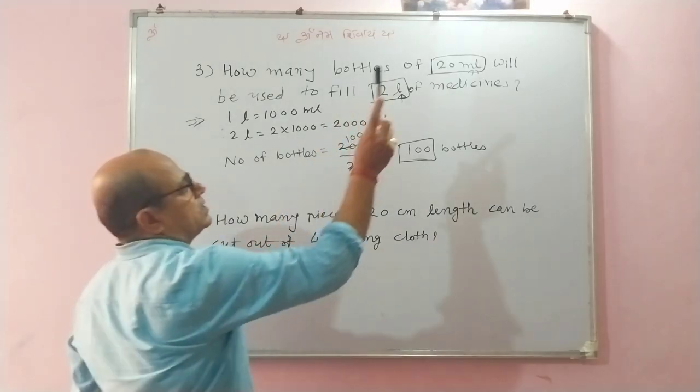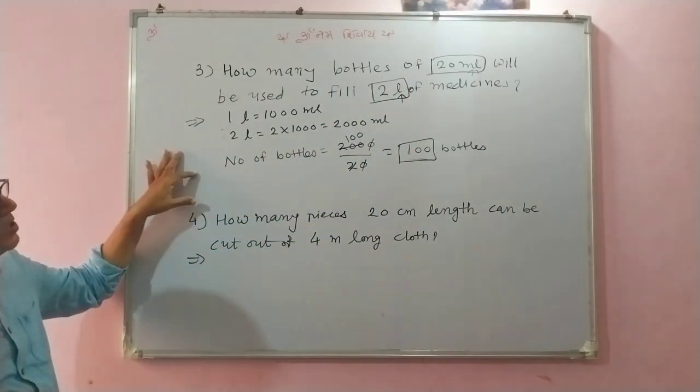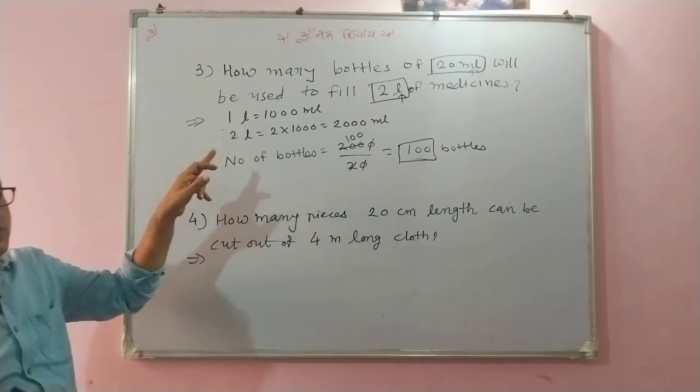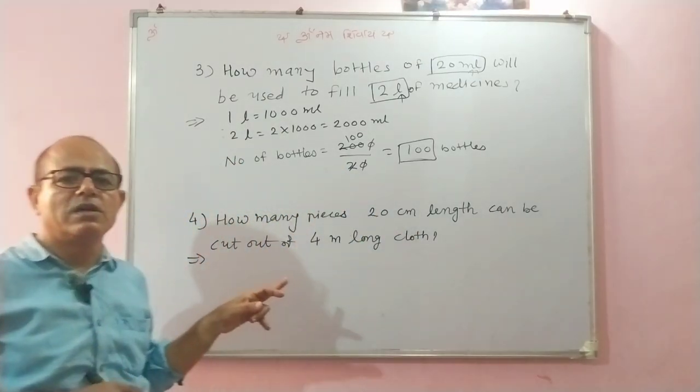The bottle's capacity is 20 ml. So it's like the coin sums. In the coin sums also we did the same way, only division. So here also it is only simple division and you get the answer.